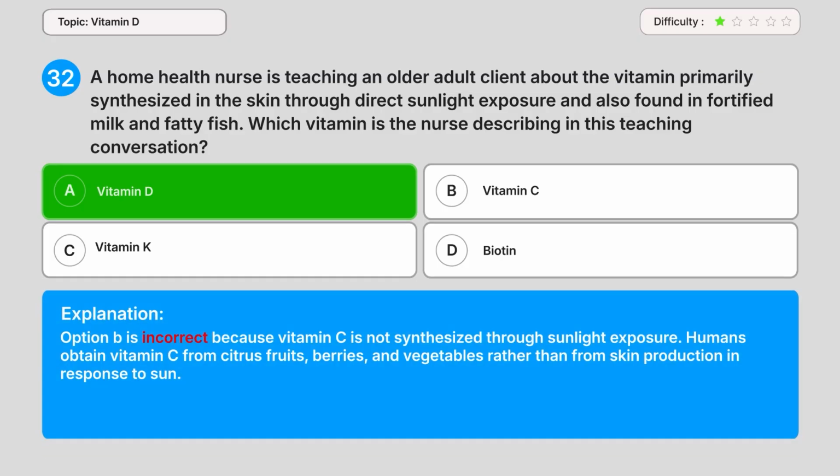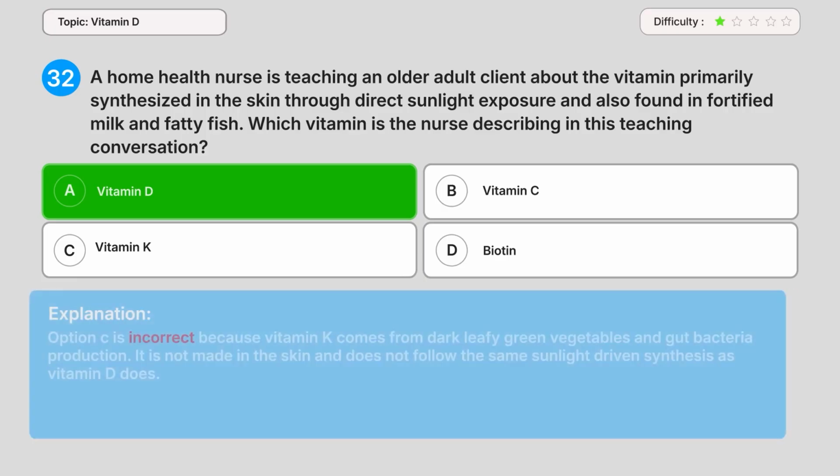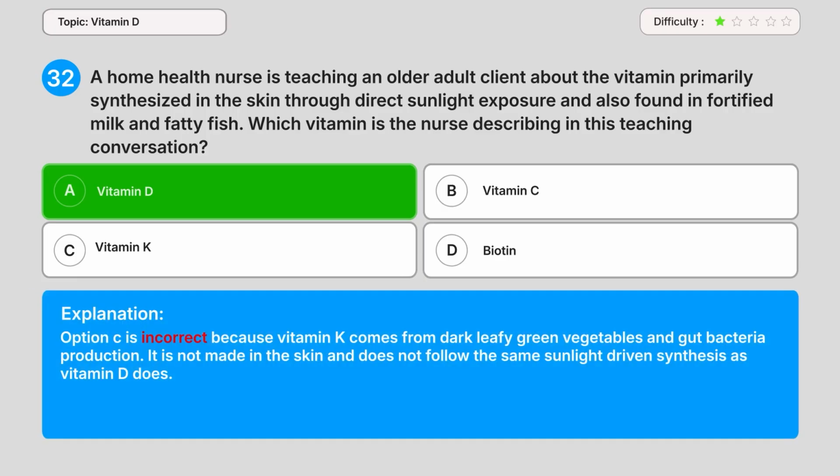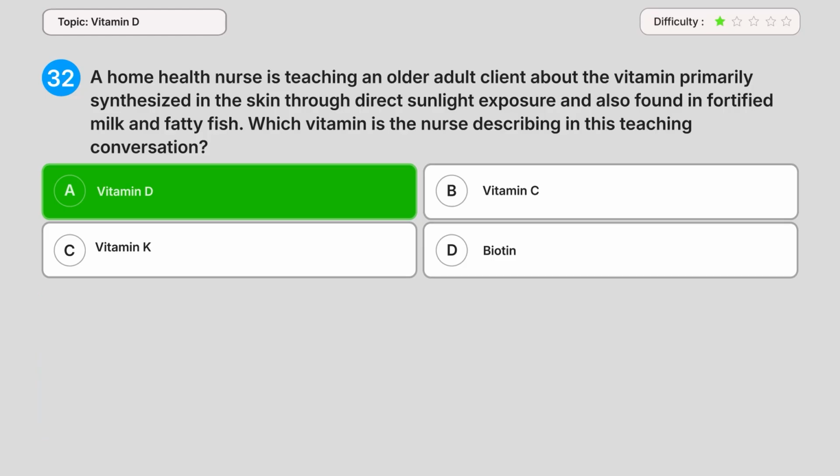Option B is incorrect because vitamin C is not synthesized through sunlight exposure. Humans obtain vitamin C from citrus fruits, berries, and vegetables rather than from skin production in response to sun. Option C is incorrect because vitamin K comes from dark leafy green vegetables and gut bacteria production. It is not made in the skin and does not follow the same sunlight-driven synthesis as vitamin D does.